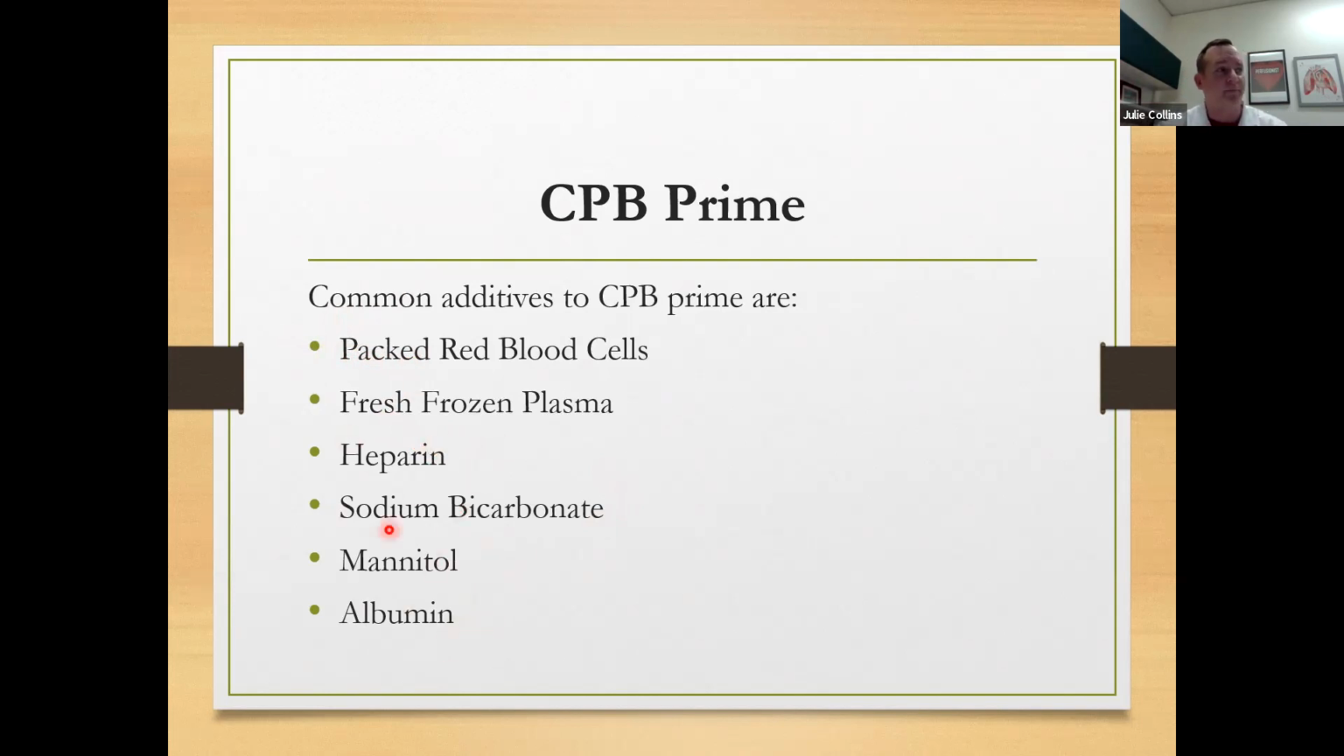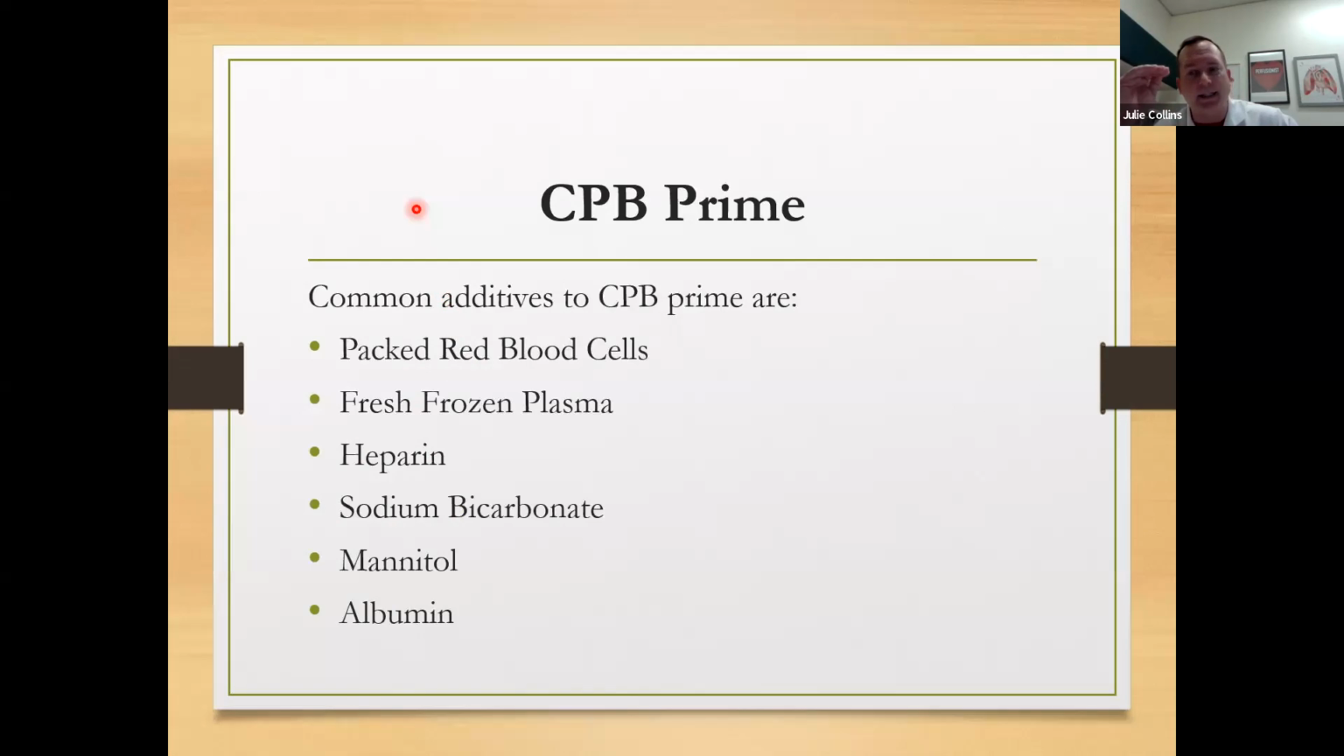If we have time, which we should if it's not an emergency, after we blood prime, what do you think we should do as perfusionists? Check the pH of your prime. Yeah, get a blood gas from your prime. You want that prime to be normal. You want the pH of it to be normal, the CO2 of it to be normal, the PO2 of it to be normal.